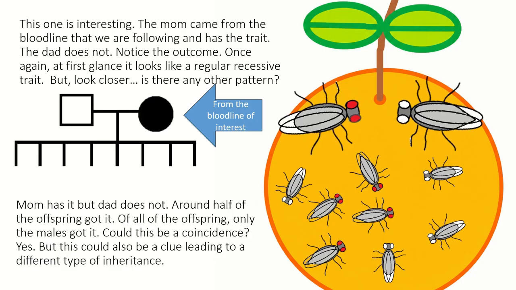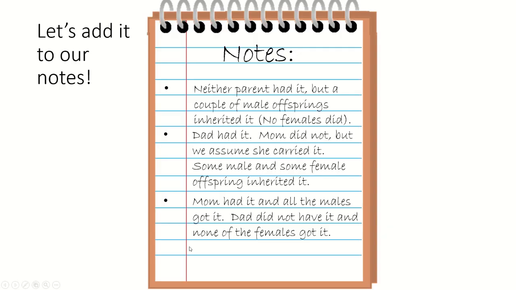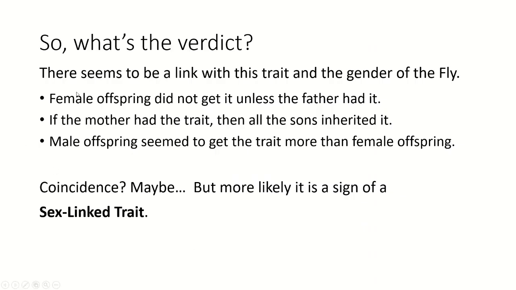Okay, so here, this time we followed a mom that had it, and a dad that did not. And this time we have a really interesting clue. No daughters got it, but all the sons got it. Could that be a coincidence? Absolutely. But all of these coincidences aren't likely within the same bloodline. They could happen, but once again, they're not likely to happen. And this could be proof of something different. So, what's the verdict?